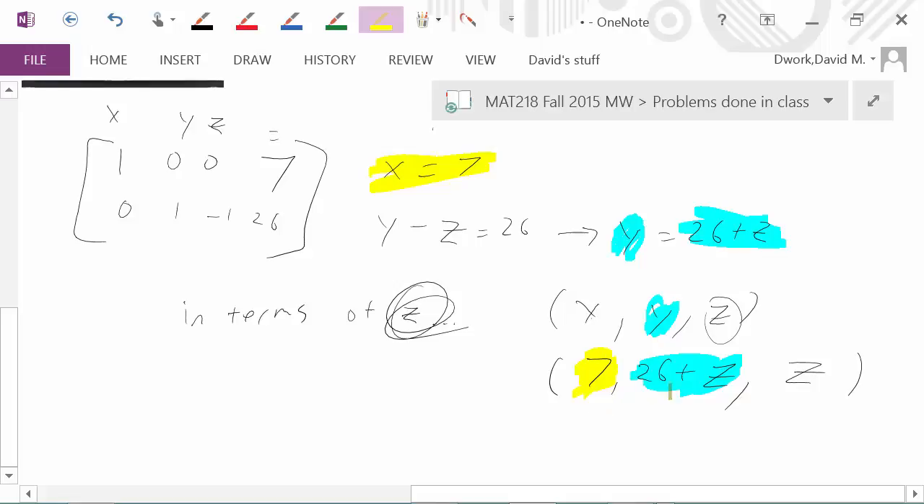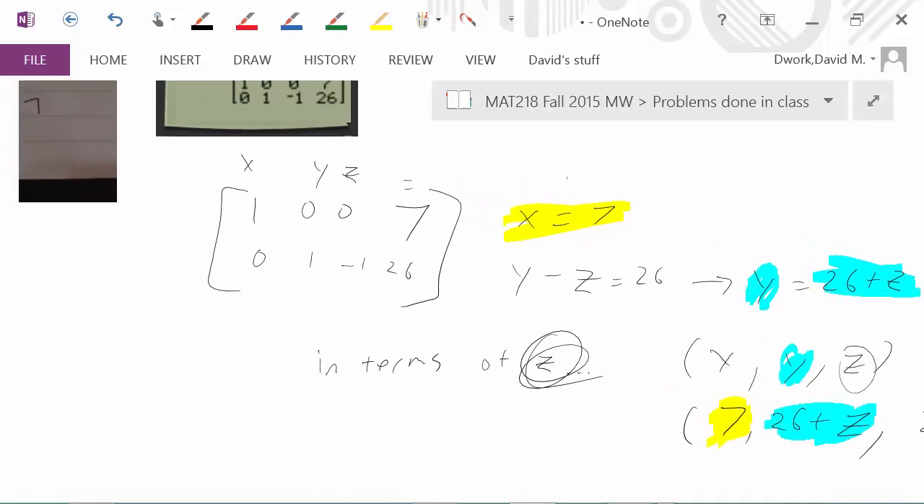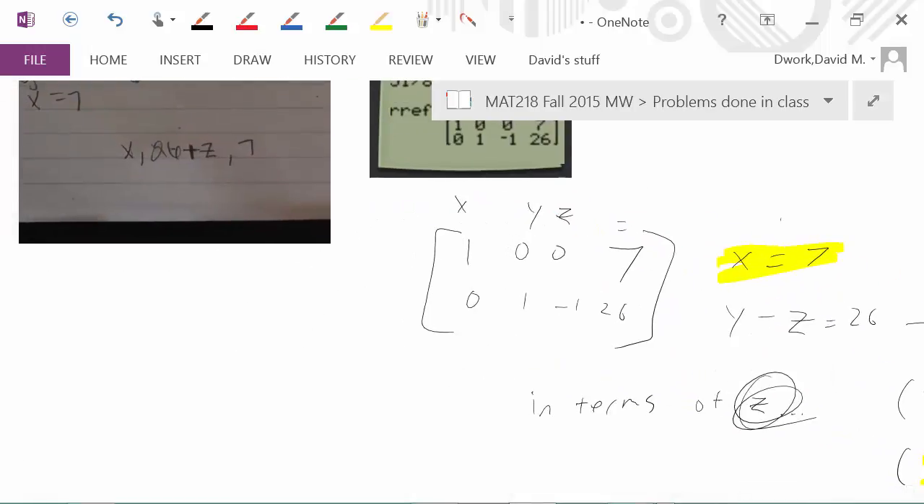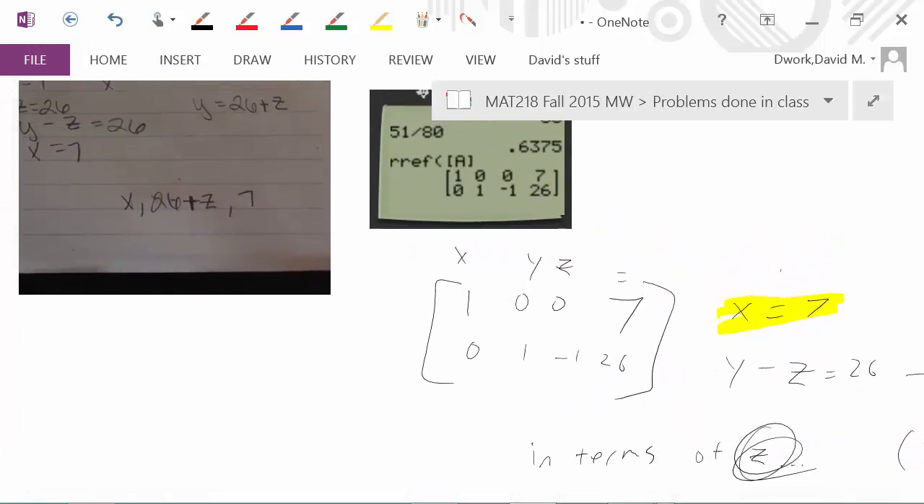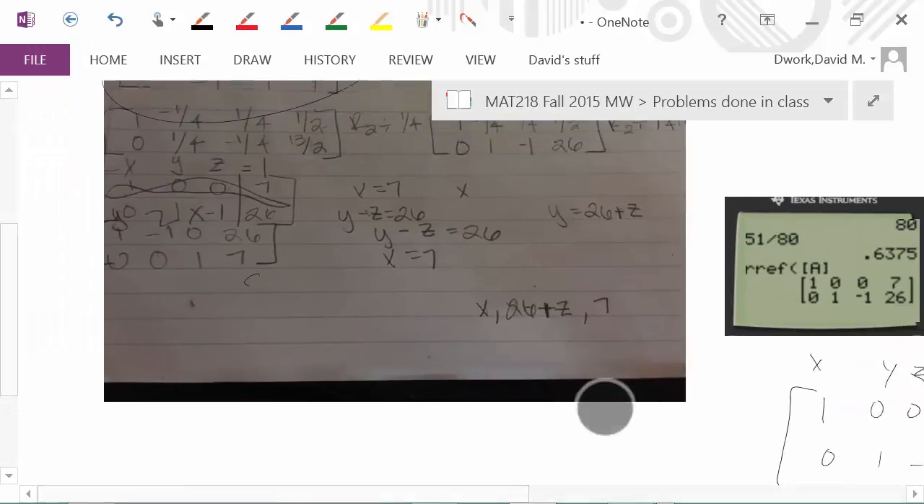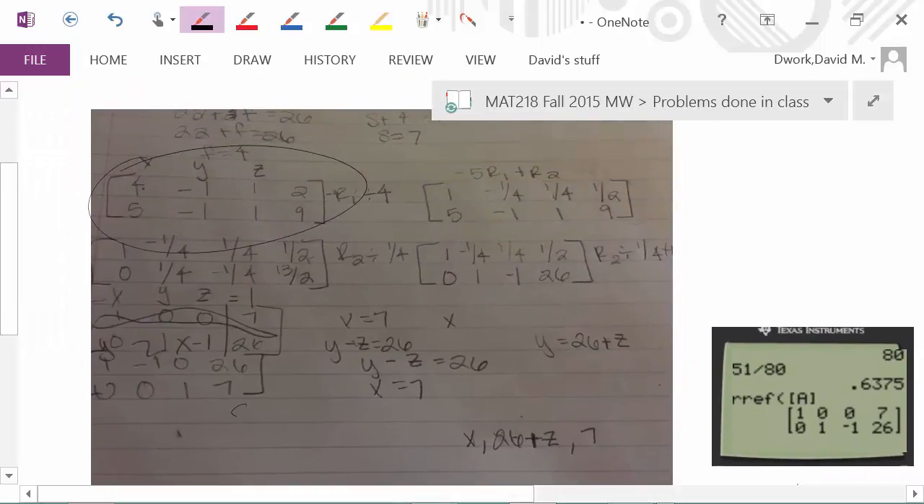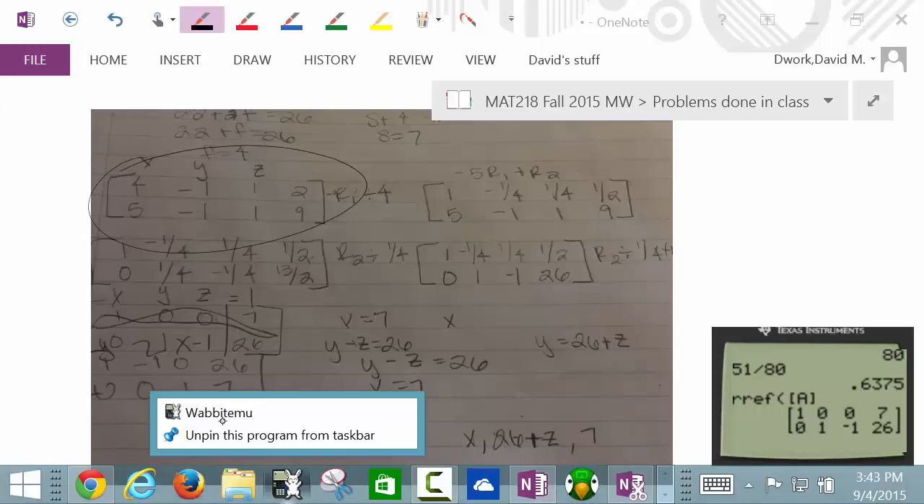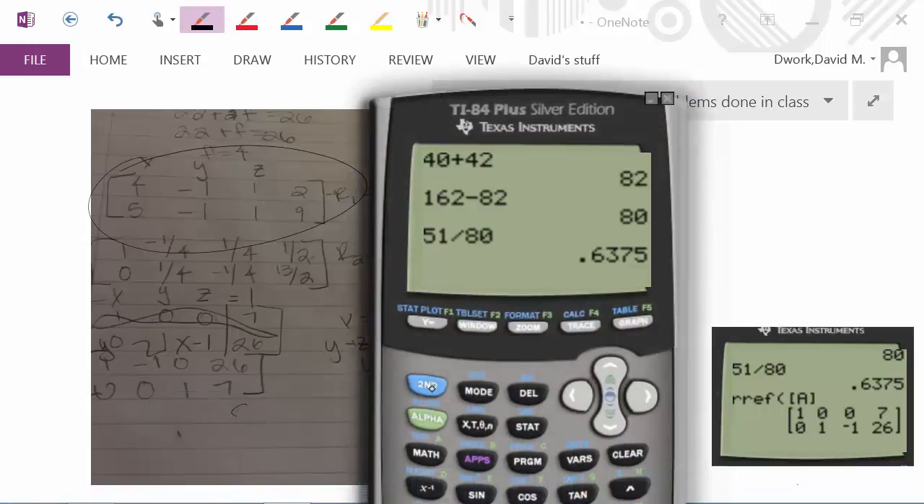So it's 7 comma 26 plus z comma z. Now, what if instead the problem said I wanted it in terms of x? Well, that would not be fun to do because I don't have any relationship that compares x to y or x to z. So what we would do to make our life a little better is flip our columns around. So for this equation, instead of writing it in the order x, y, then z, what we do in the calculator is write it in just a different order. It's still the same idea, it's just a different order.